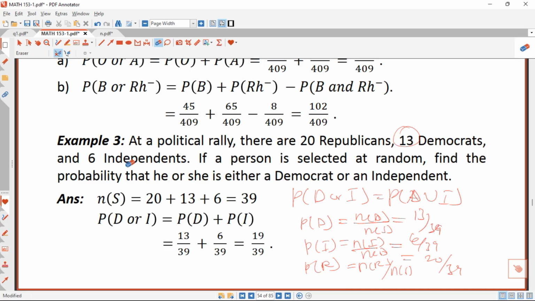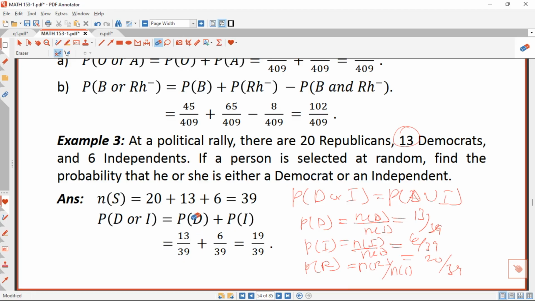Probability of I, we are having what? Independent, right? So we are having probability of I to be equal to number of I divided by what? Number of the sample space. The number of I is 6. So 6 divided by what? 39. And then for the R, we are having 20 divided by what? 39. So since we are having probability of D or I, this is how it can be expressed.